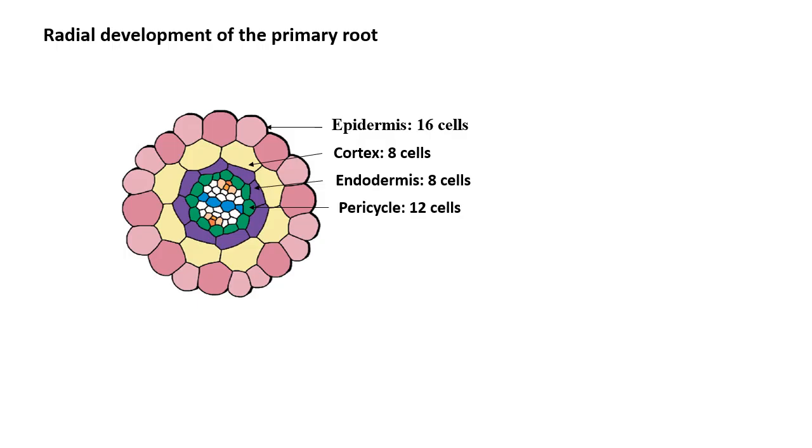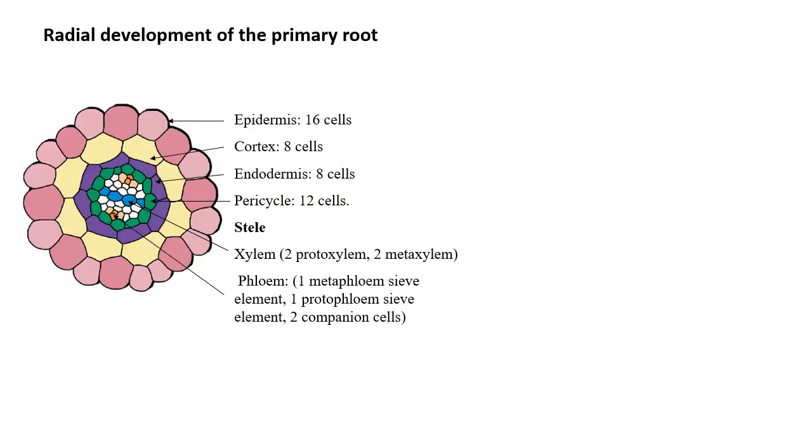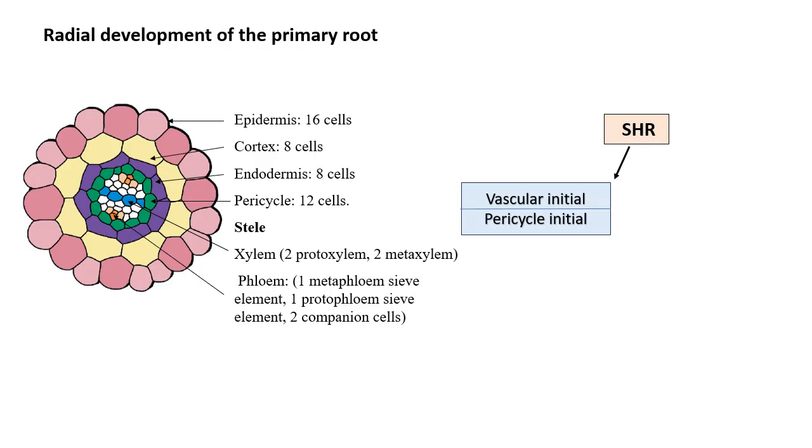The vascular structure shows an exarch xylem, where metaxylem is directed towards the center and the protoxylem is directed outwards, towards the periphery. The xylem and phloem show an alternate arrangement on the radial axis. As seen in the earlier modules, the transcription factor short root, or SHR, plays an important role in regulating the differentiation of the pericycle and vascular bundle, which is highlighted here, from the initial stem cell.